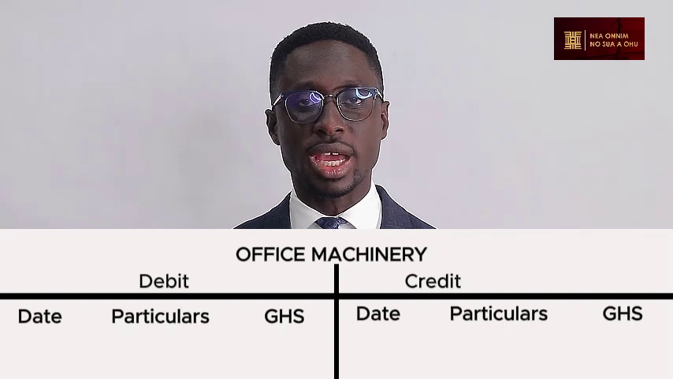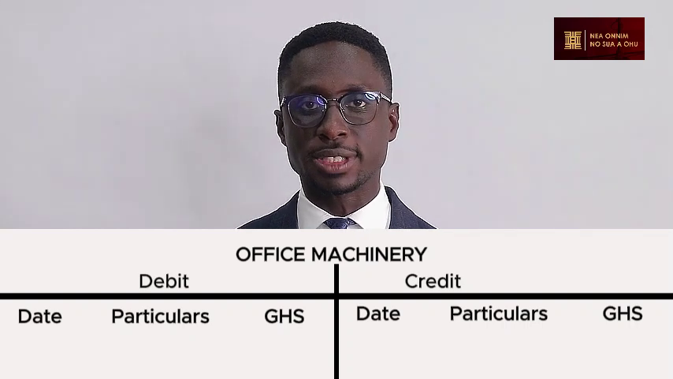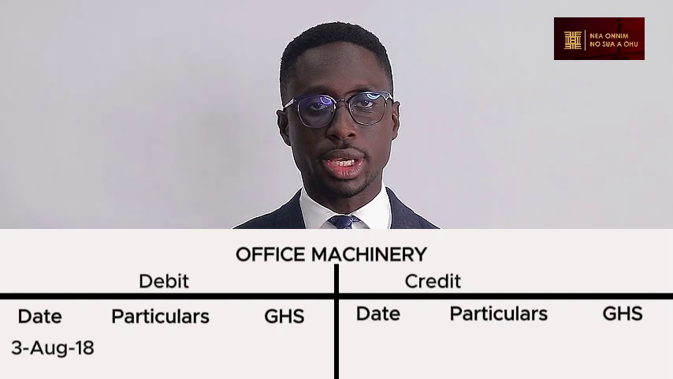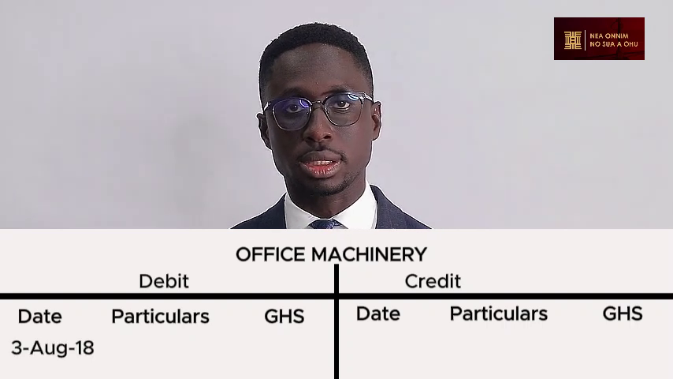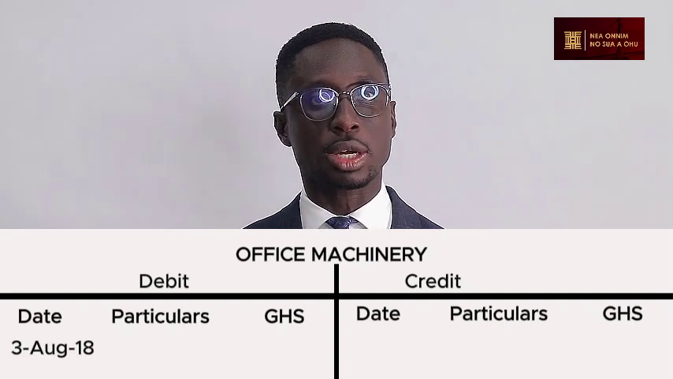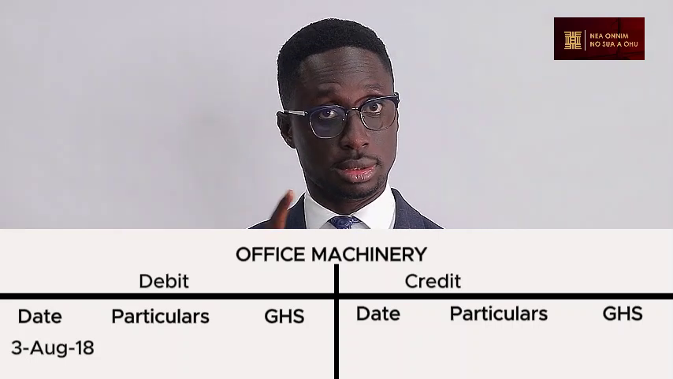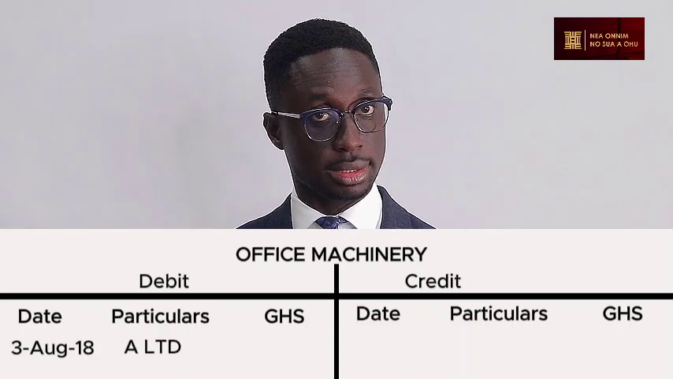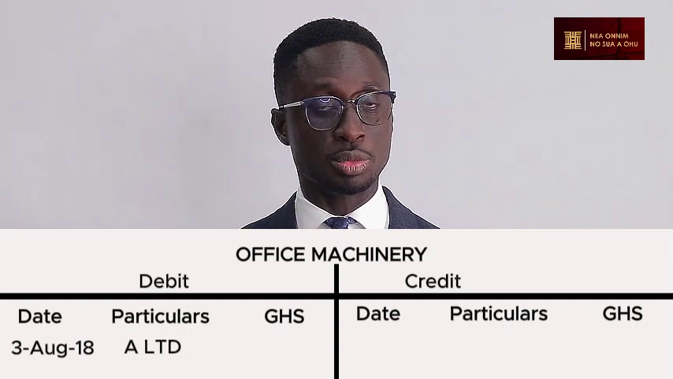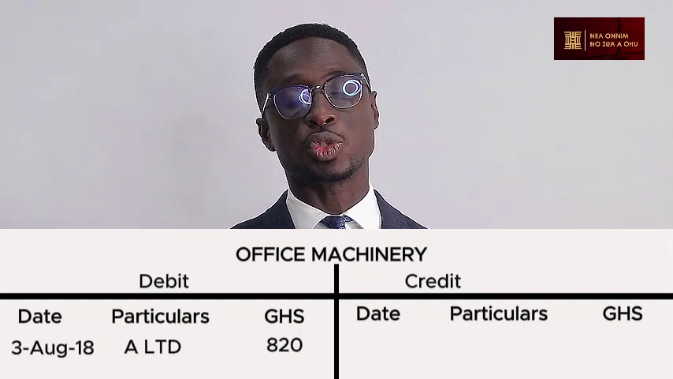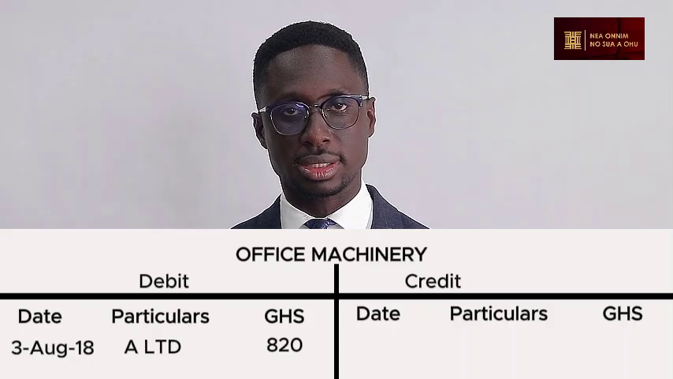And in this case, we are debiting it. So on the left side, that's where we'll be recording the transaction. So let's put a date there. August 3, 2018. What will be the particulars? The corresponding account. And what is that? A Limited. So A Limited will be the particulars, and the amount is what? 820 Ghana cedis. Good.